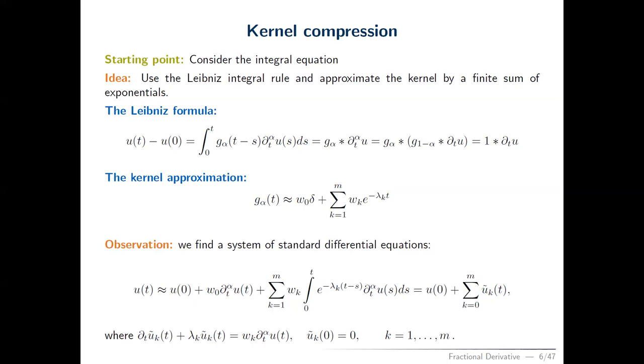Now, what do I do in the next step? Well, I define everything which is written from here to here as a new function, u tilde. And for each term in the sum, I have a u tilde k.